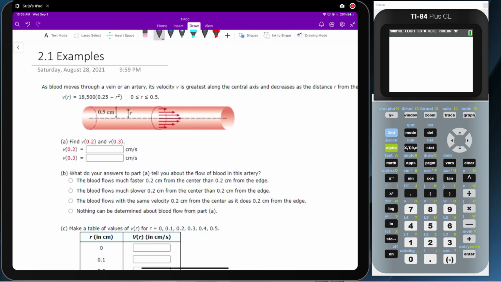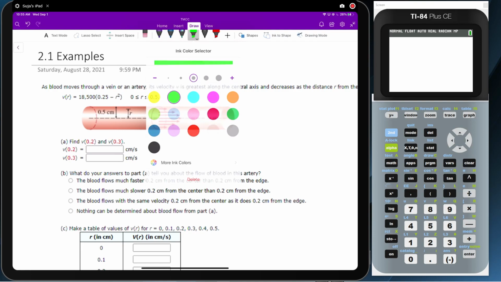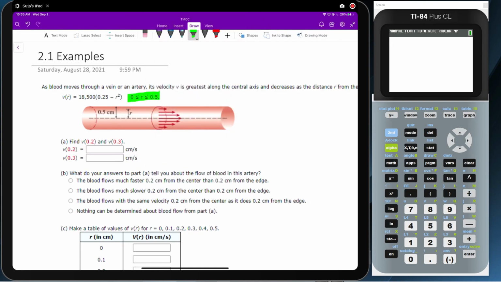This is a word problem, and you're given the velocity in terms of the radius. The picture that you see is the picture of an artery and blood is flowing. The velocity in which it's flowing is given to you as 18,500 times (0.25 minus r squared). R is the radius of the artery, and this is the independent variable, and V of R is your dependent variable. So if you graph this, along the x-axis will be the radius, and along the y-axis will be the velocity.